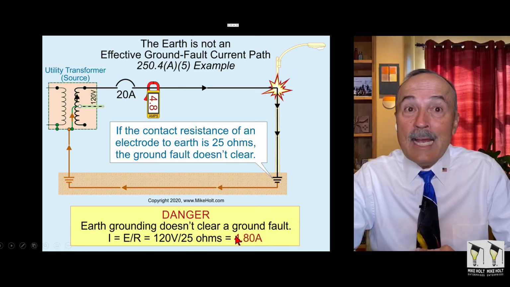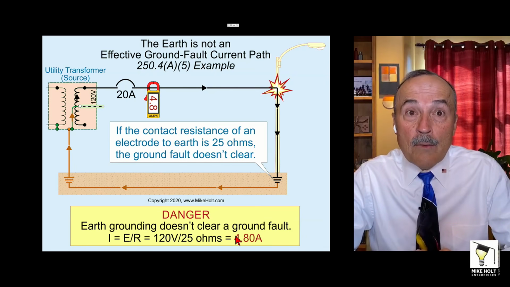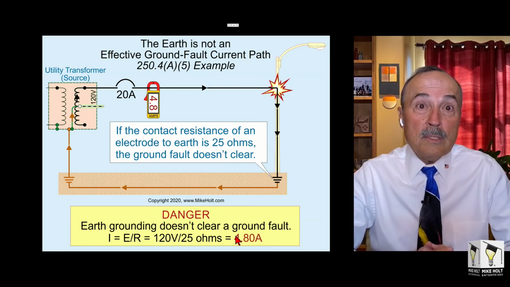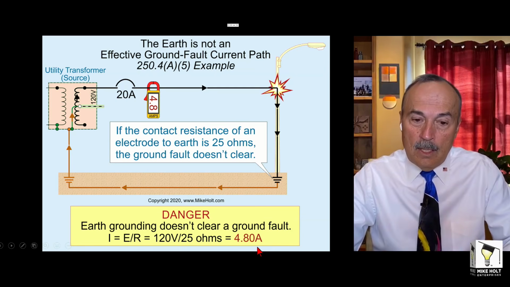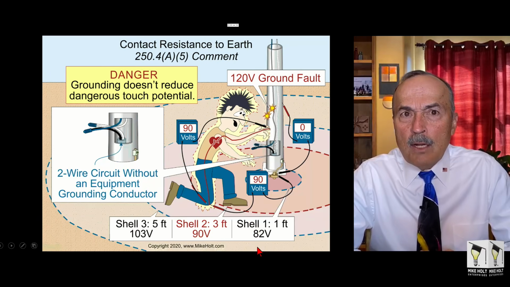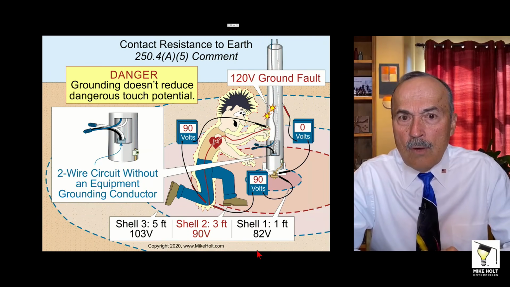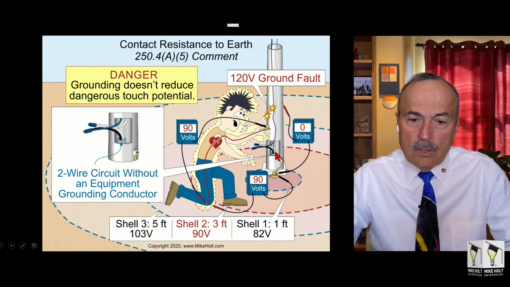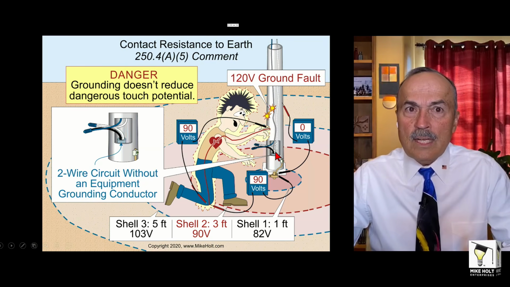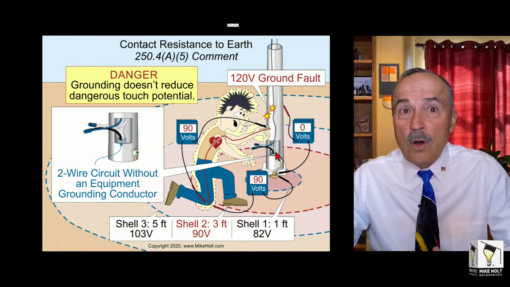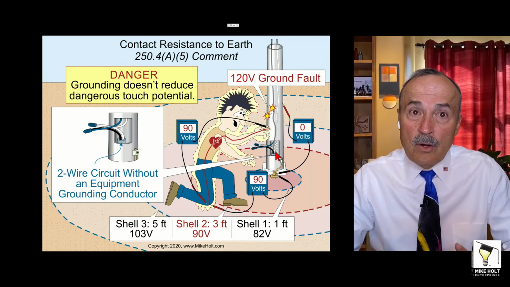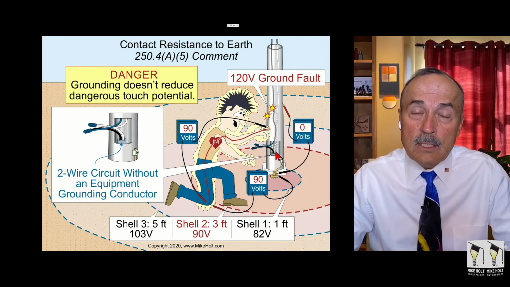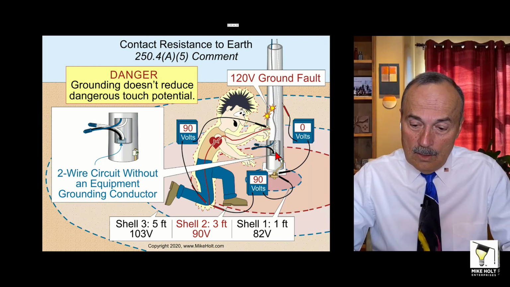Guess what's happening? You're not tripping a breaker. Why? Because you don't ground for the purposes of clearing a ground fault. I know it sounds kind of strange, but you don't. So if you had a metal pole that was connected to a ground rod, and there's no equipment grounding conductor in the circuit, then there's no effective ground fault current path. When there's a ground fault that energizes the metal parts, it creates a voltage gradient around it in the earth, incredibly dangerous, and it doesn't clear the fault.